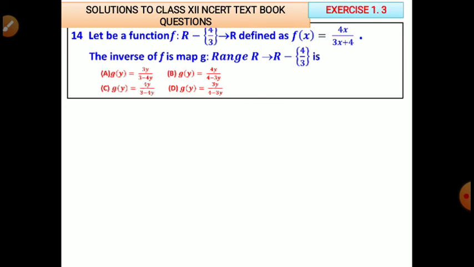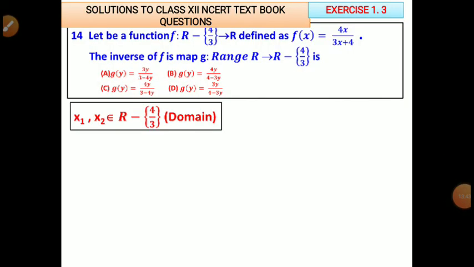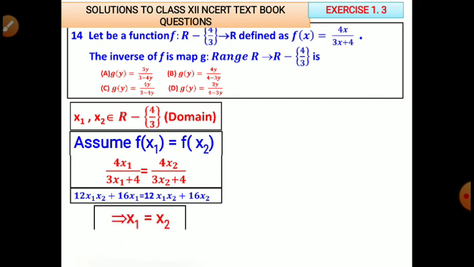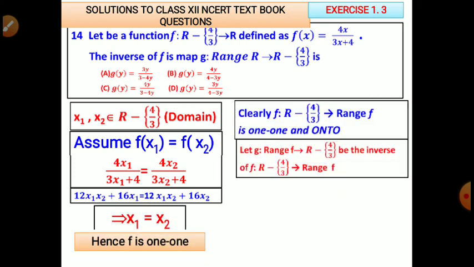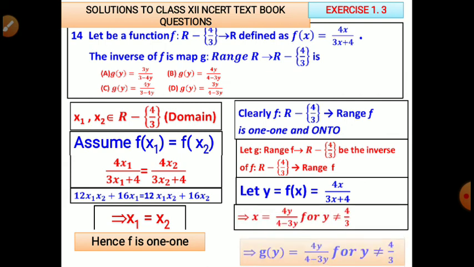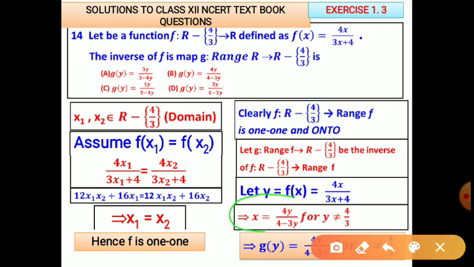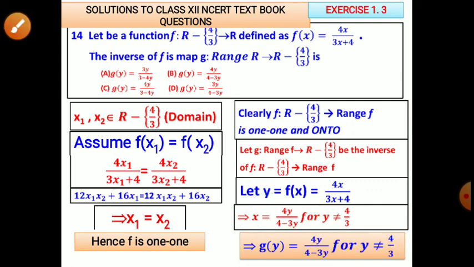So the 14th question is: function f from R minus 4 by 3 to R is given to you as 4x by 3x plus 4. The inverse is what is asked for you to find. First you need to prove that 1-1 is proved. Next onto is proved. Then after proving the onto, whatever you get, 4y by 4y minus 3, this itself is the inverse. So therefore f inverse of y will be equal to 4y by 4 minus 3y, where y is not equal to 4 by 3.